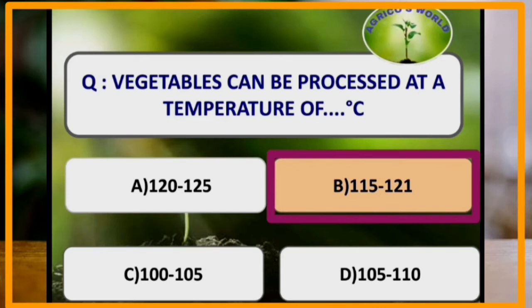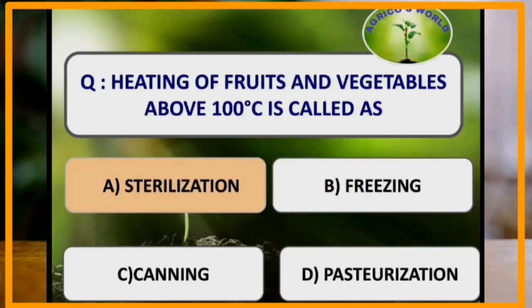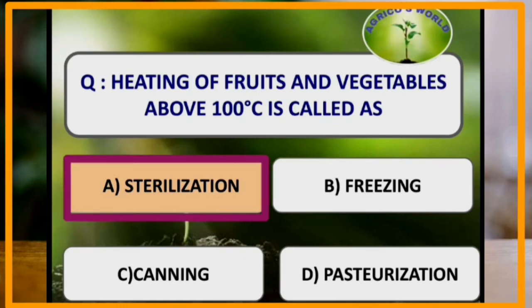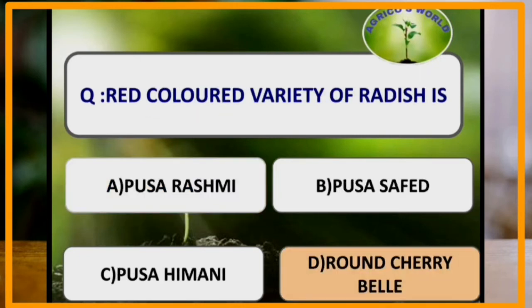Vegetables can be processed at a temperature of 115 to 121 degrees centigrade. Heating of fruits and vegetables above 100 degrees centigrade is called as? Heating of fruits and vegetables above 100 degrees centigrade is called as sterilization, and sterilization process kills both beneficial and harmful microbes. What is the red color variety of radish?